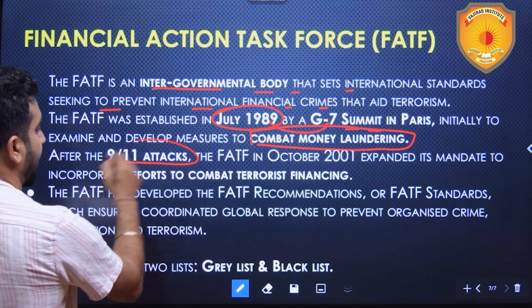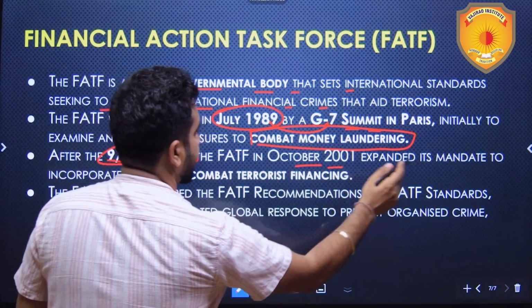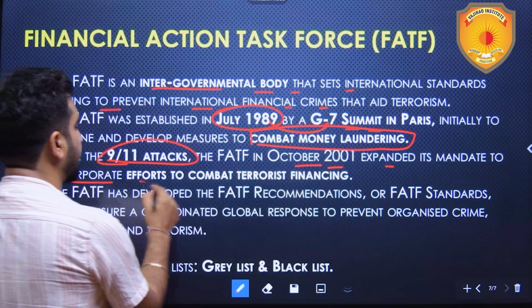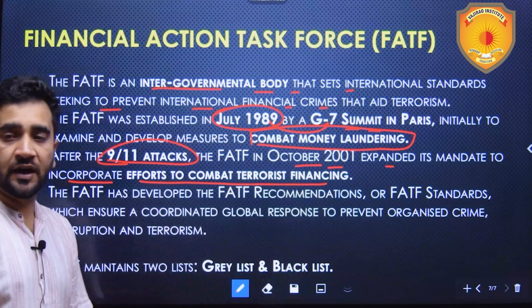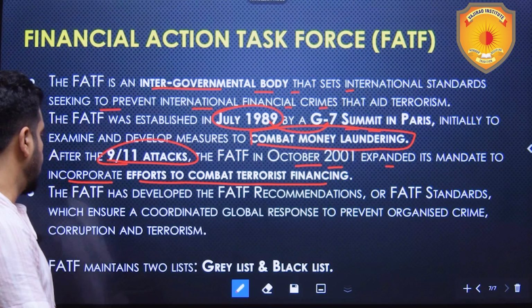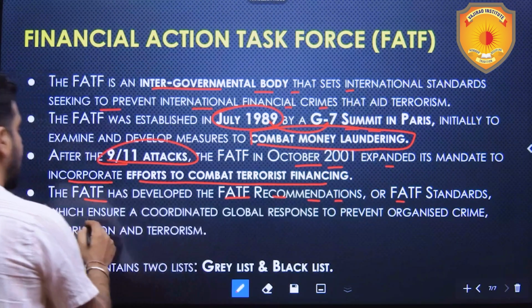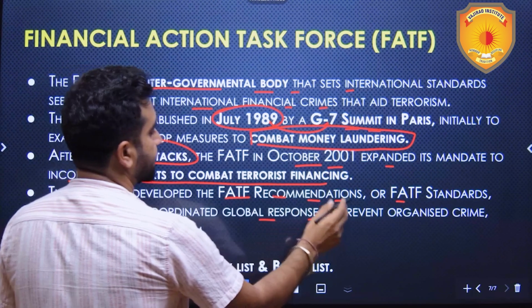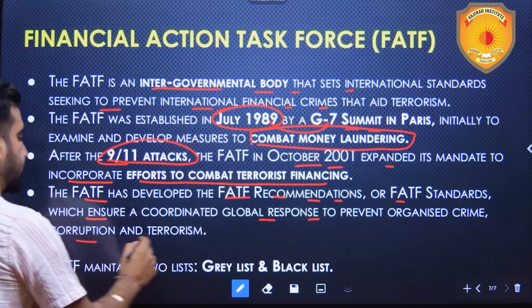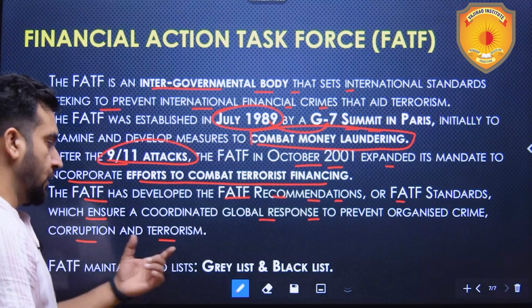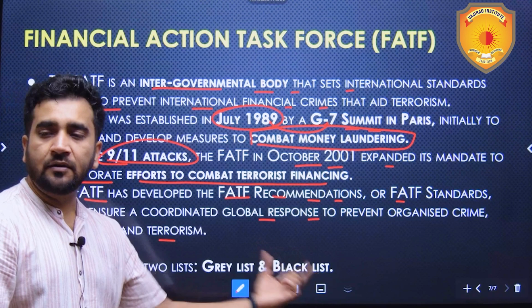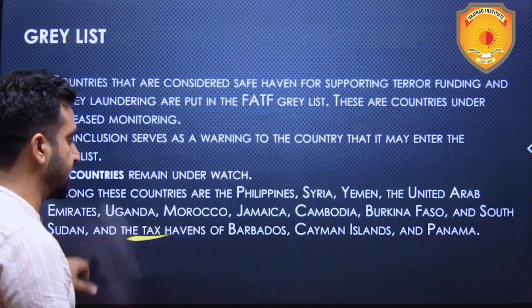After the 9/11 attacks, FATF in October 2001 expanded its mandate to incorporate efforts to combat terrorist financing. The FATF has developed the FATF recommendations or FATF standards, which ensure a coordinated global response to prevent organized crime, corruption and terrorism. It issues a grey list and a blacklist. Two kinds of lists are issued by it.